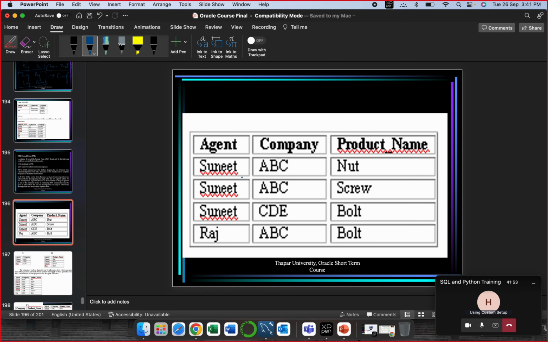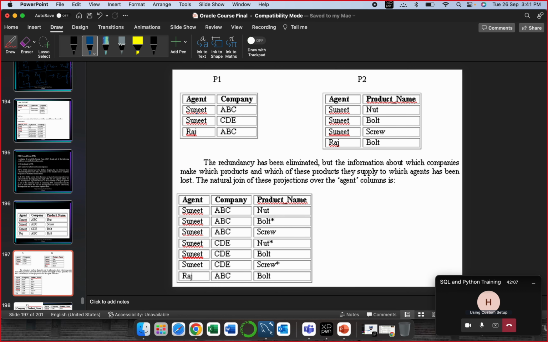Let's understand this table. So the agent is Suneet. He is working with ABC company and CDE company, and he's selling the products nuts, screws, and bolts. What Raj is doing is he's just selling the bolts. Over here, I know that Suneet is working with ABC and CDE, and Raj is working with ABC company. Suneet is selling nuts, bolts, screws. Raj is selling bolts. So the redundancy has been removed.